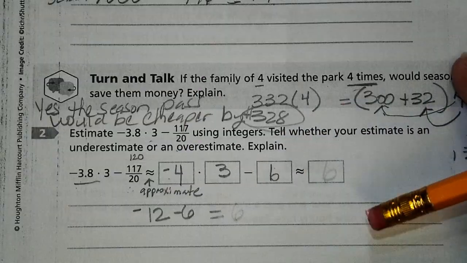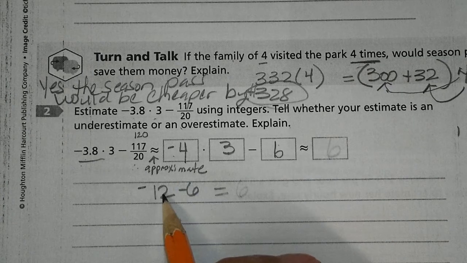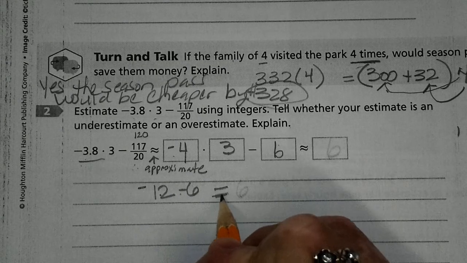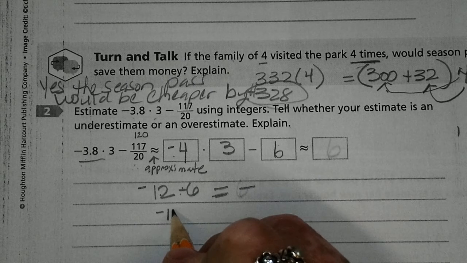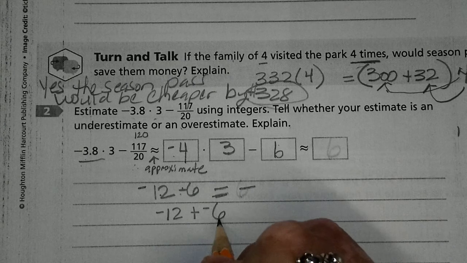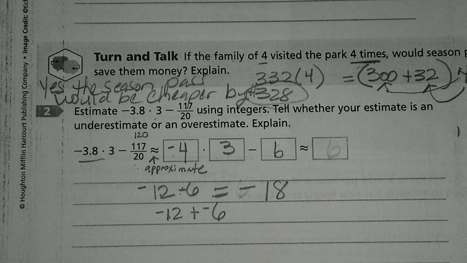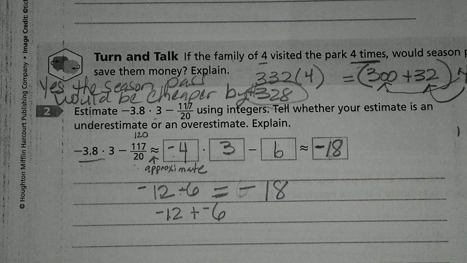So this is why I tell you guys signs are important. So now I have a -12 and a -6. So my answer is negative what? -18. Good job. All right, so let me fix that up here, -18. All right, so this one's tricky because we have a negative answer.